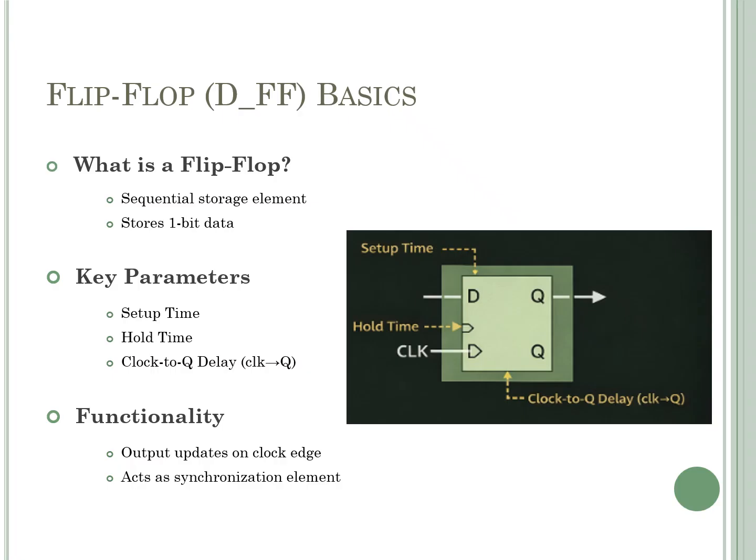Third is clock to Q delay. When the clock edge arrives, output does not change instantly. It takes some time for data to appear at the output. This delay is called clock to Q delay. Now let's see how a flip-flop actually works. First step, data is present at the input D, then the clock edge arrives. After a small delay, which is clock to Q, the output updates. So output changes only on a clock edge, not continuously.